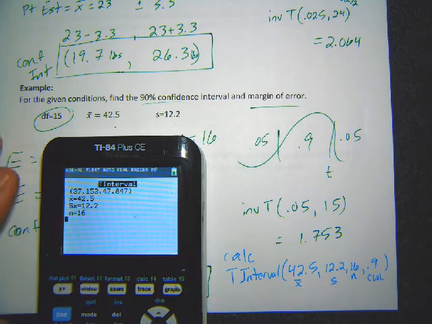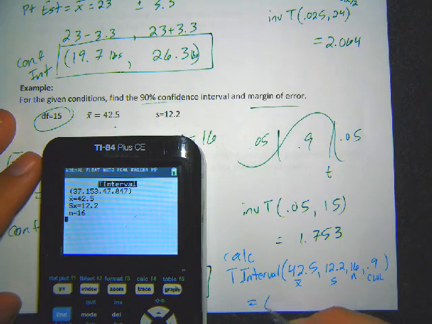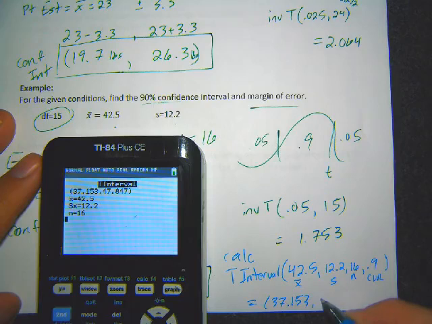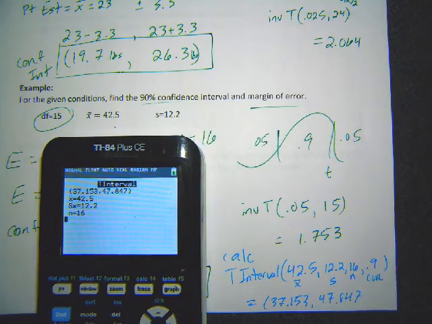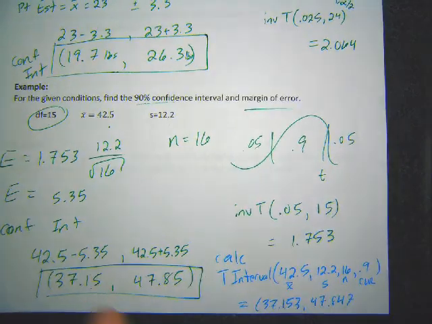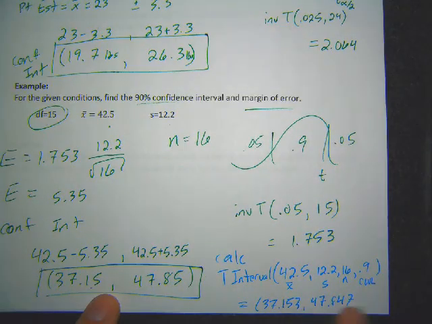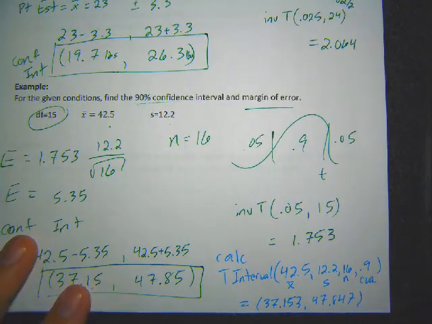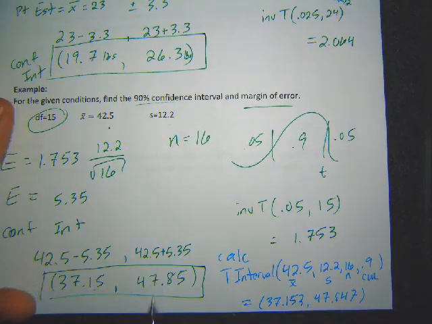So all that in the t interval is 37.153 to 47.847. And that's the same thing we got over here. So you can see it got the same value. This one just is rounded less, right? Ours is rounded more. So you can do it by hand, or of course, you can just use the t interval on your calculator. So that's what I'll do from here on out, because honestly, I think that's easier than doing all this process.